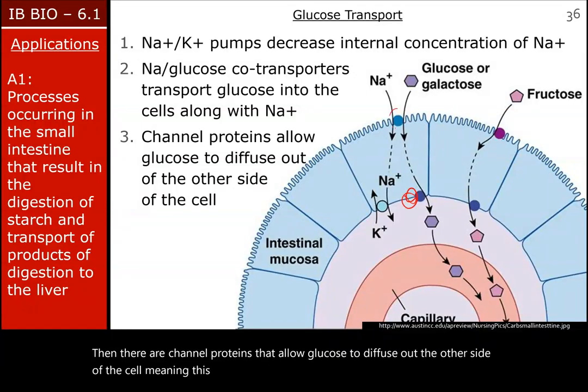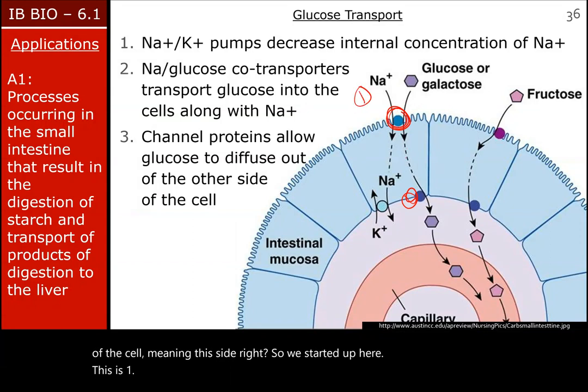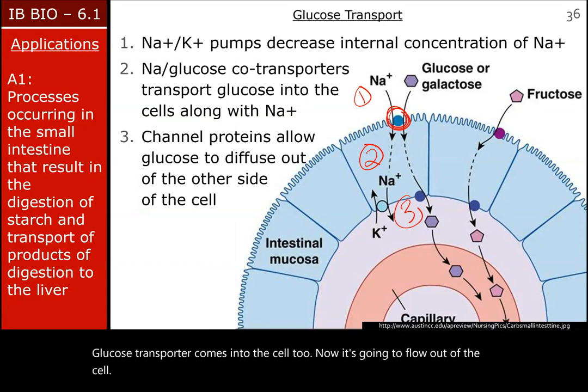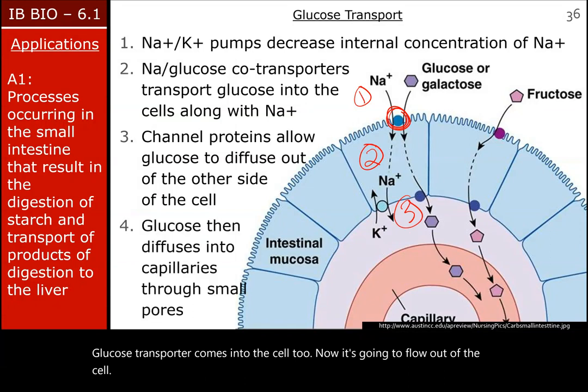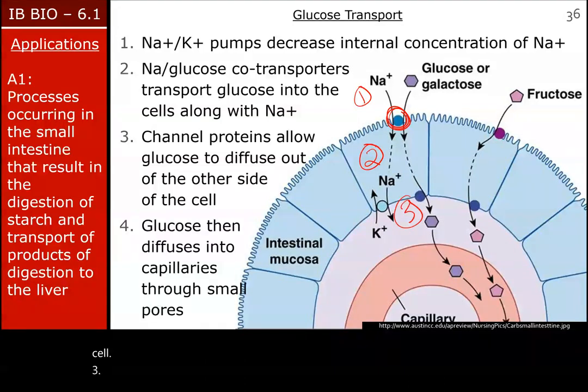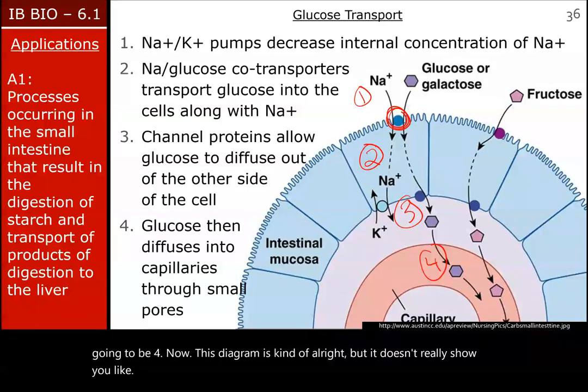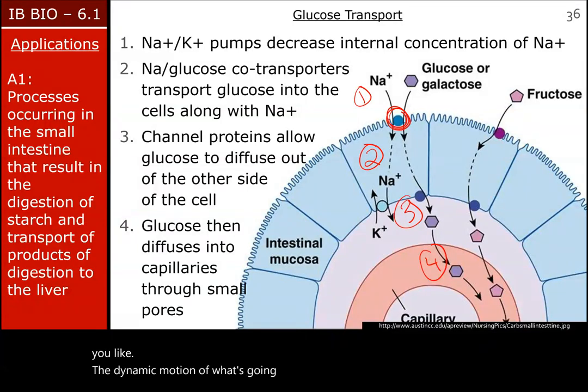So we started up here. This is one, right? Glucose transporter comes into the cell. Two. Now it's going to flow out of the cell. Three. And then glucose diffuses into the capillaries through small pores. So there's going to be four. Now, this diagram is kind of all right, but it doesn't really show you the dynamic motion of what's going on. So let's take a look at that.